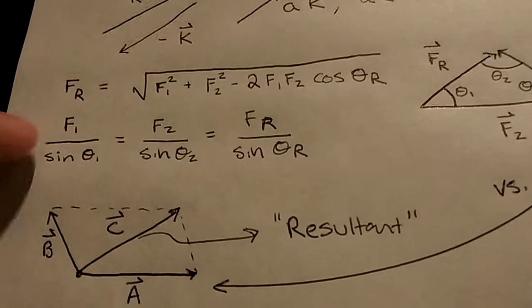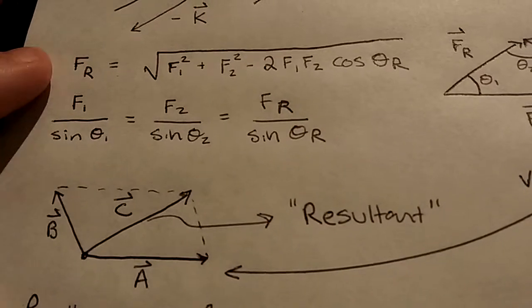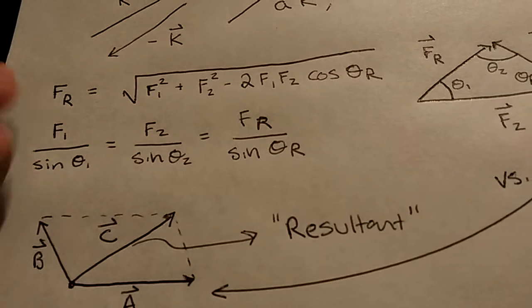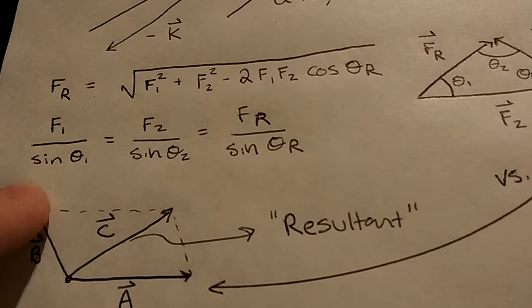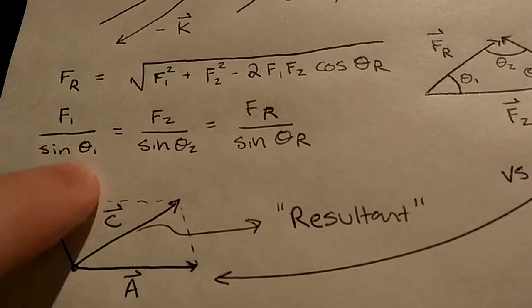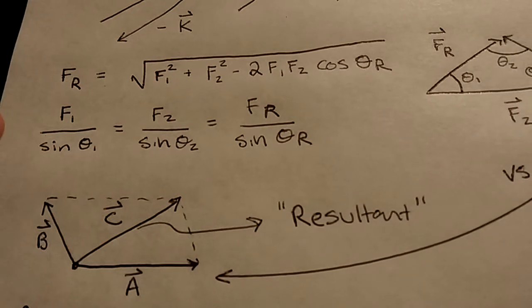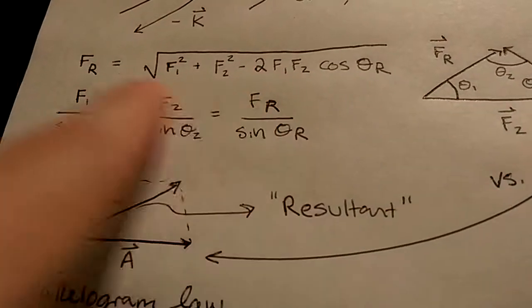Some problems won't really require this. There's always five ways to solve a problem usually, but this is something to keep in mind. It can really simplify your work, especially the law of sines. It's very simple and easy to remember, keeping in mind that the force and the angle are always in the same composite quantity. The law of cosines is a bit harder to remember.